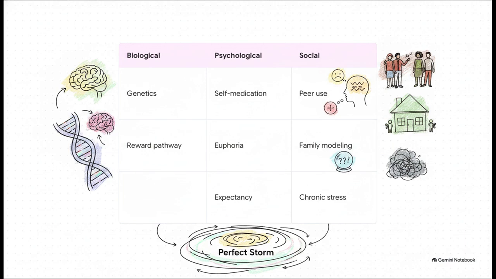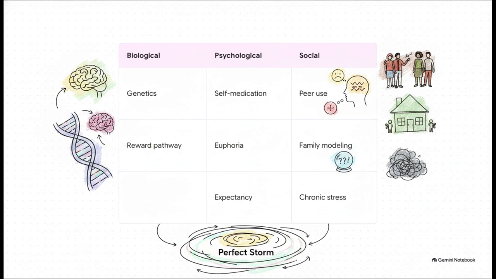Biologically, your genetics play a massive vulnerability role. And crucially, almost all addictive substances literally hijack the brain's dopaminergic mesolimbic reward pathway, basically the brain's feel-good center. Psychologically, people might use substances to numb negative feelings, or they might be chasing the positive reinforcement of euphoria.